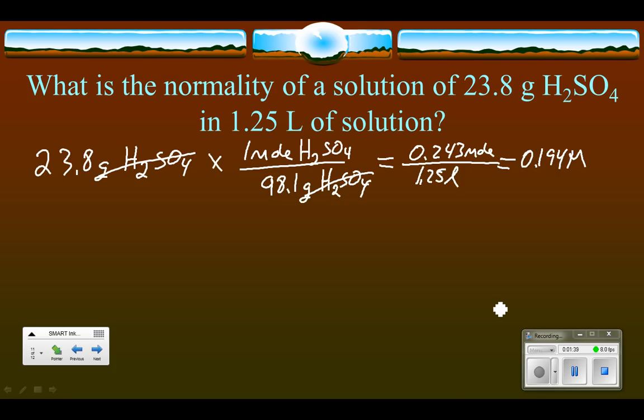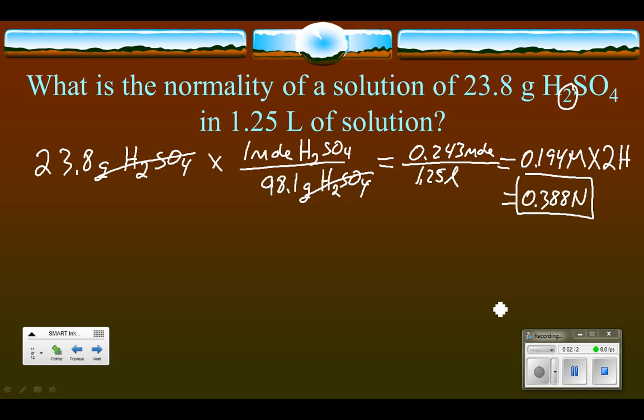Now, to find the normality, knowing the molarity, it's simply a matter of looking at the original compound and counting how many hydrogens. Look at it up there. There are 2 hydrogens. And so we just take the molarity and multiply it by 2 hydrogens. When we take 0.194 times 2, we get a normality of 0.388. The unit on that is a capital N. So here is our answer, 0.388 normality. That is the molarity way of doing the problem.